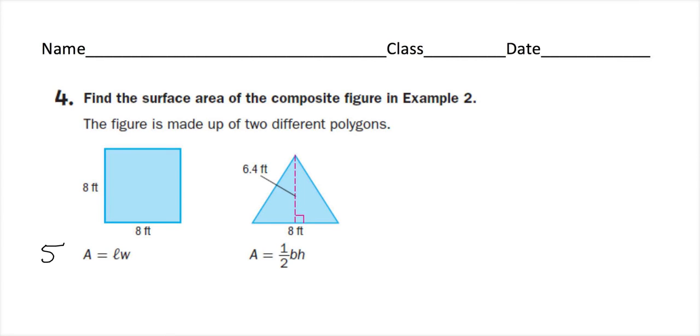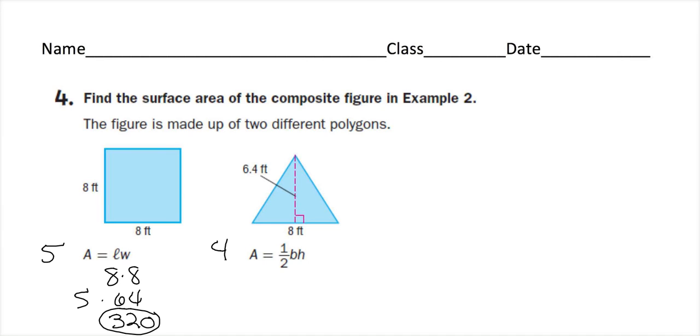Okay, so 8 times 8 is 64. And I need 5 groups of those, so 5 times 64 is 320. Okay, so that one's done. Now we're going to count how many triangles we have. We're going to count the roof part of the house. There's 4 of those. So we need 4 of those.